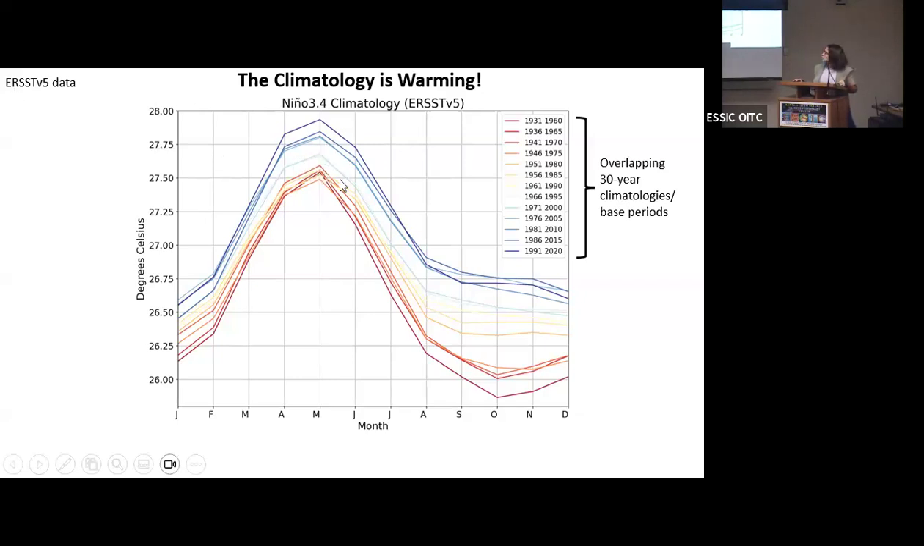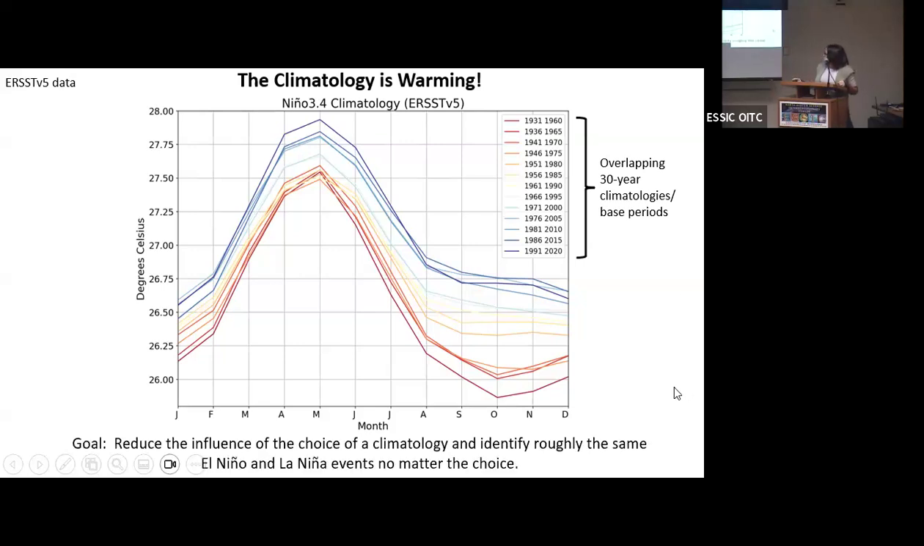I should back up and say that our older climate is the red colored lines, and our newer climate is the blue colored lines. You'll note right away that the climate is not warming uniformly. There are these jumps. This is definitely not monotonic. There are differences based on the time of the year. But in the net, it's warming. So one goal of this relative SST index is to define our El Nino and La Nina events, irrespective of the climatology you pick.